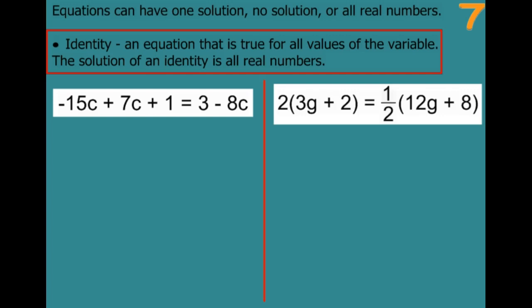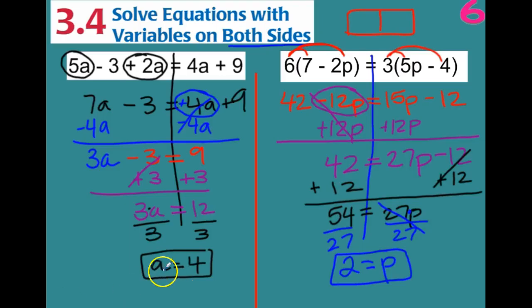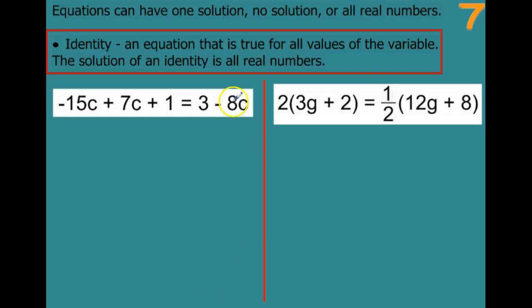Now, all the problems that we're solving, we've gotten one answer. Some letter equals a number, a equals 4, or p equals 2, or something like that. But now we have 3 possibilities for answers. We have one solution, just like we said, if you have like a equals 4 or something. We could have no solution. This is when we solve a problem and we get like 3 equals 8. That would not be true. That's not going to be an answer. 3 is never going to equal 8.